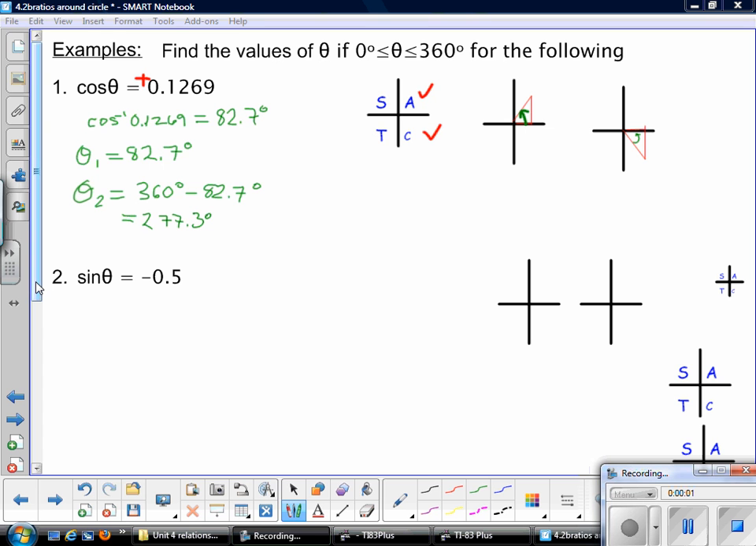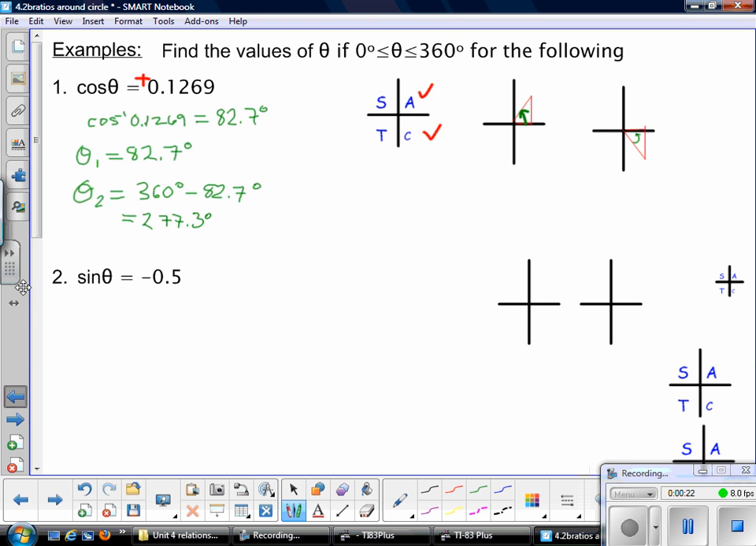Moving on to our next question. Our next question says sine of theta equals negative 0.5. Now, some people don't worry, first of all, about whether it's positive or negative. We do have to consider it. But what I can do is take my calculator and find the inverse sine of positive 0.5 and then deal with the negative later.